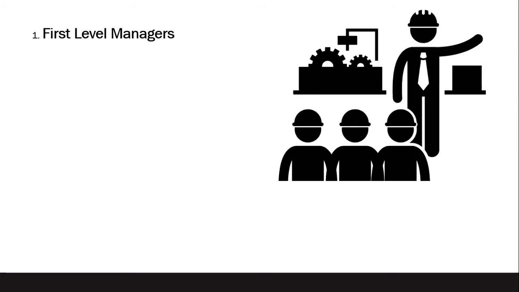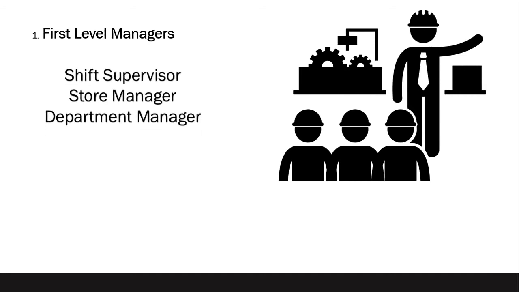First level managers are responsible for the daily management of line workers. Line workers are the employees who actually produce the product or offer the service. So the first level managers closely work with the lowest level of employees. Examples are shift supervisor, store manager, and department manager. They're called first level managers. They work with the laborers.